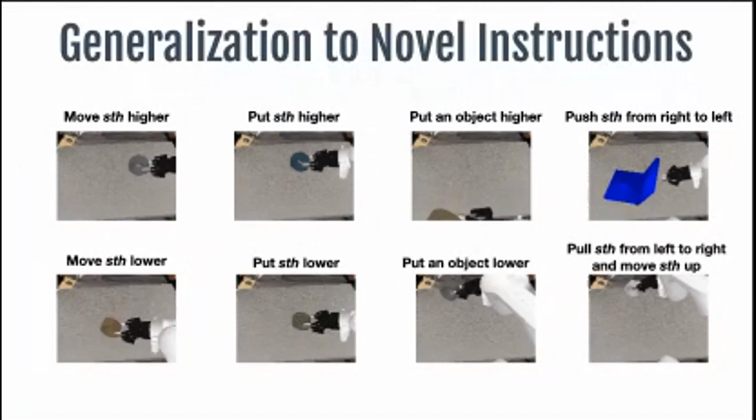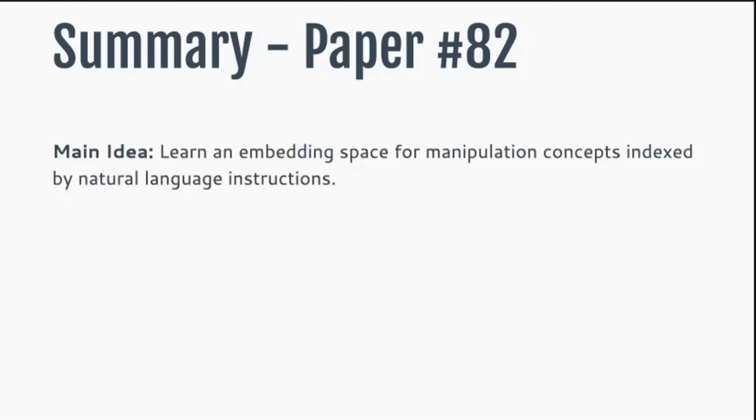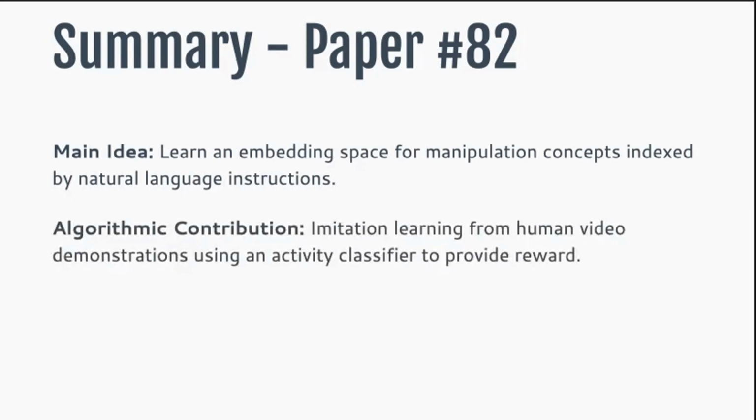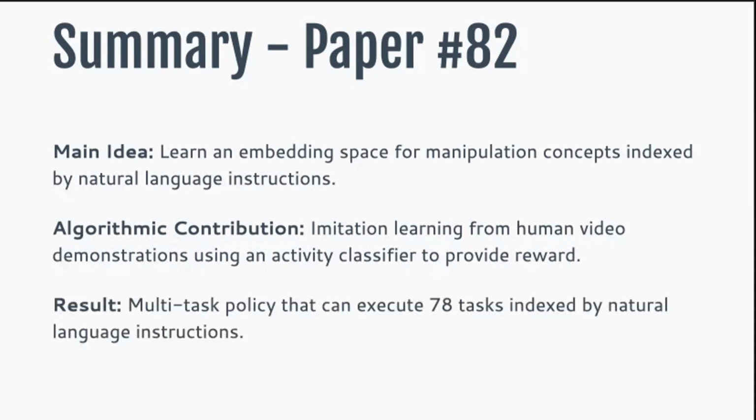Okay, so just to summarize this paper, which is, by the way, an RSS paper, and if you want to talk to the first authors, please go to their session. It's paper number 82. The main idea is that we learn an embedding space for manipulation concepts indexed by natural language instructions. The algorithmic contribution is an imitation learning framework from human video demonstration that uses an activity classifier to provide the reward, rather than doing, for example, visual scene dynamics to reach a goal image. And the result is a multitask policy that can execute 78 different tasks indexed by natural language instructions.